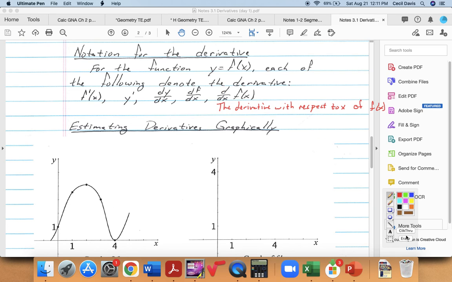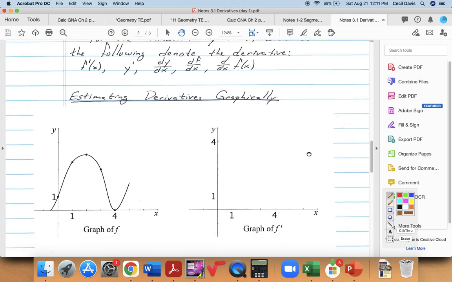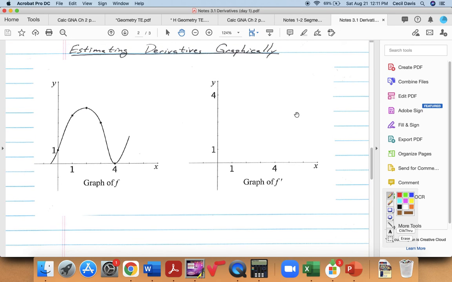All right, so one of the things that we need to be able to do is estimate derivatives graphically. So here I have a graph of some function f, and then I have the graph of f prime, and I want to know at some points, and then I'm going to stitch those together, what does the graph of f prime look like? Well, remember that the derivative is the slope of the curve, or the slope of the tangent line, same thing, at a point on the function.